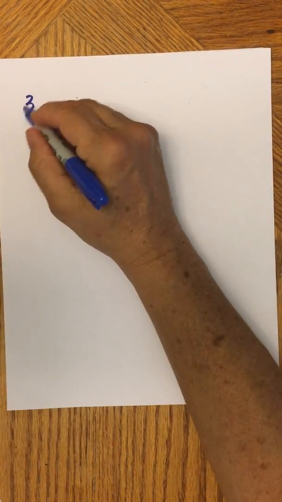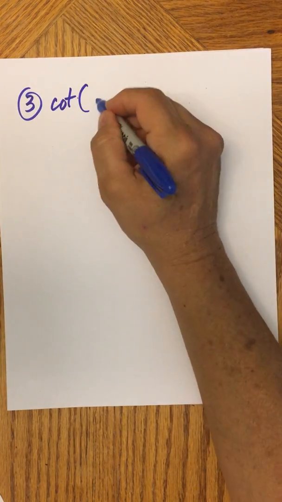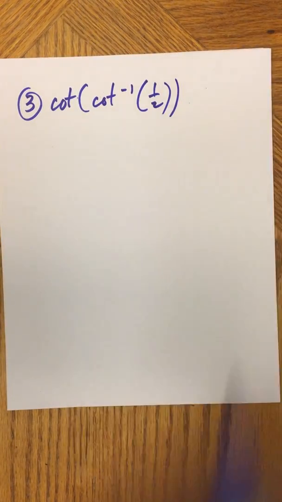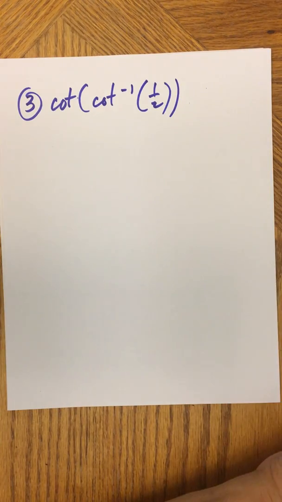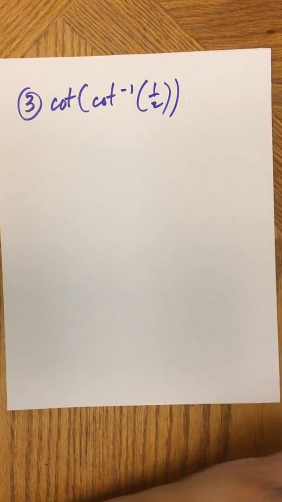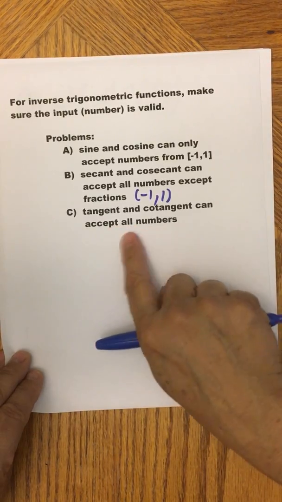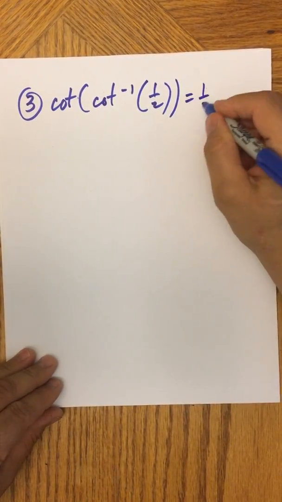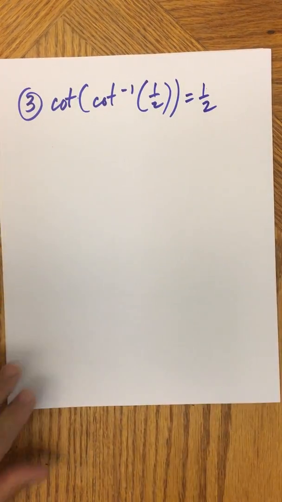Number 3. Cotangent inverse of a half. Okay, so I've got to check to see if this is a valid input. And remember, cotangent and tangent can accept all numbers. So I can use the cancellation law. So it's just a half.